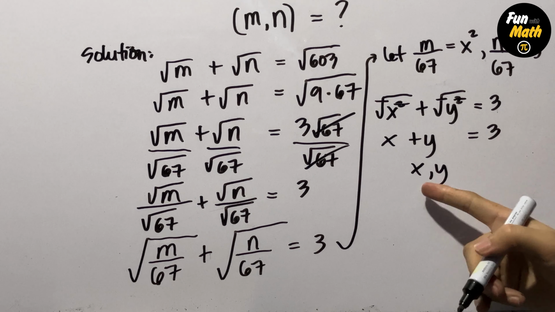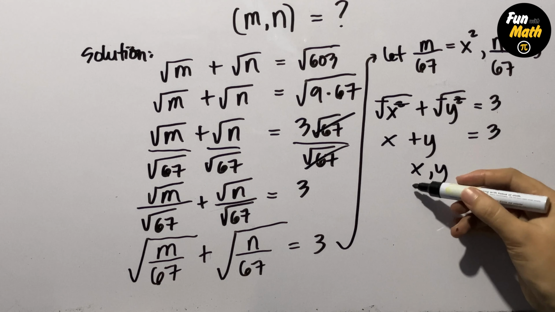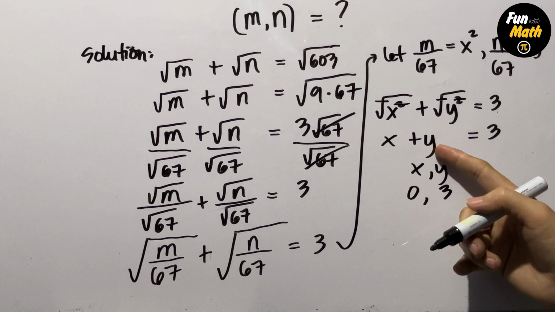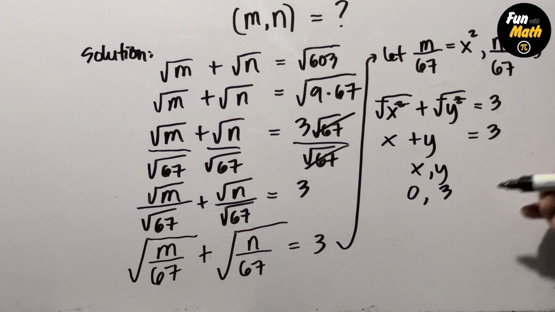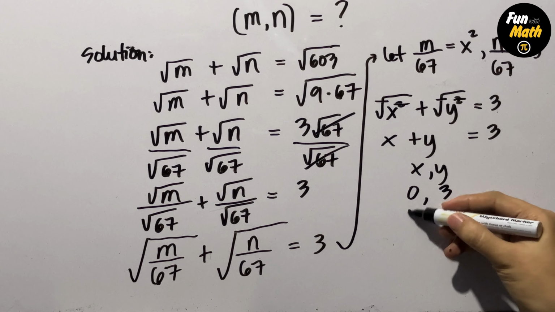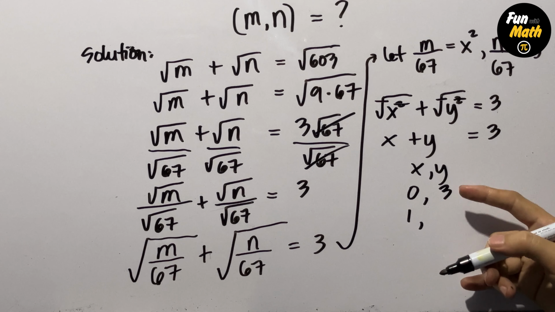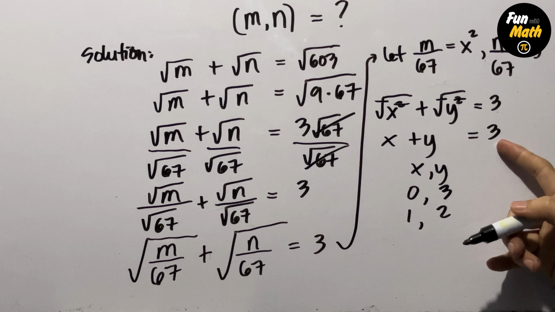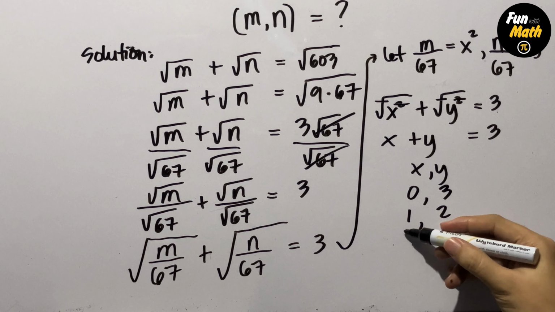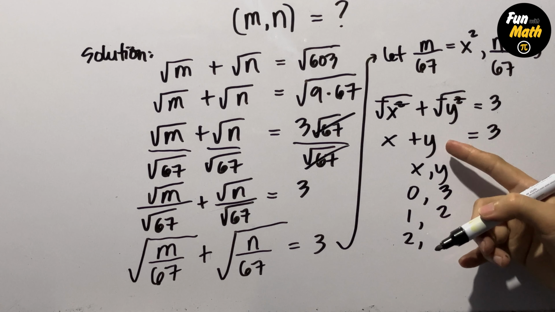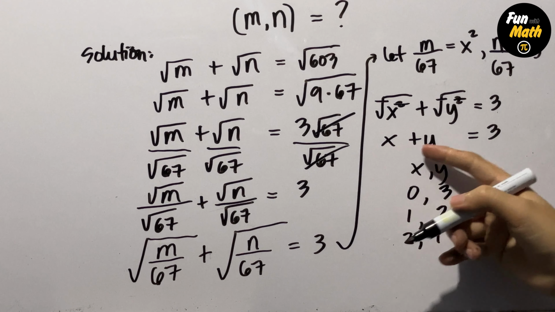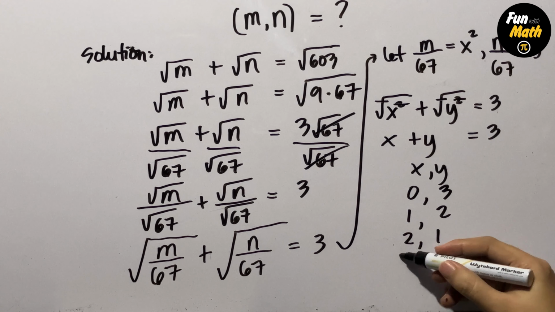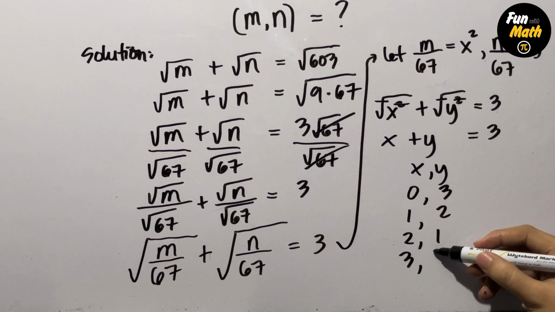So x and y, start here. For x, if x is 0, y is equal to 3. So 0 plus 3, that is 3. So correct. Now if x is 1, y is equal to 2. 1 plus 2, that is 3. Check. If x is 2, y is 1. 2 plus 1, that is 3. Next, if x is 3, y is 0.